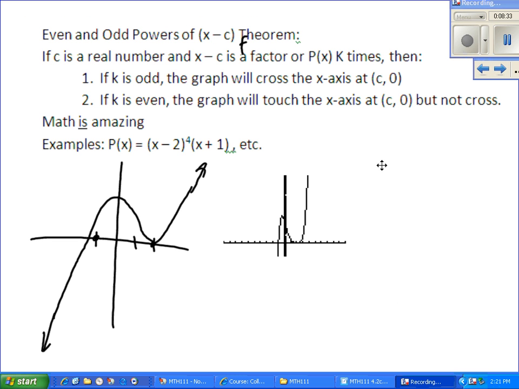Okay, one more thing. Even and odd powers. If k is odd, the graph will actually cross. If k is even, the graph will touch but not cross. If x subtract c is a factor of p of x k times. So here, this one, because it's to a power of 4, will just touch. At x plus 1, it will pass through.